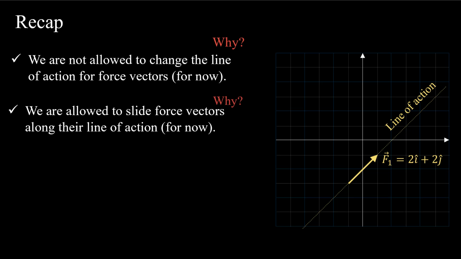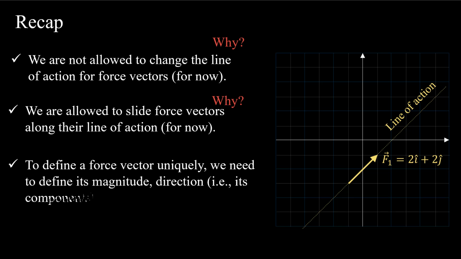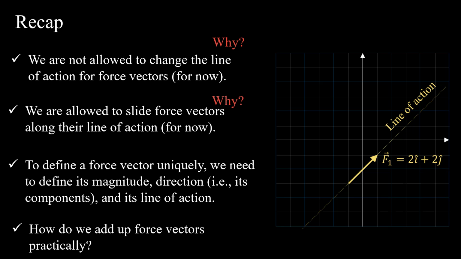We have 2 why questions that we need to answer here. And we also said that to define a force vector uniquely, we need to define its magnitude and direction, i.e. its components, and its line of action. And here is another question that we need to deal with. How do we add up force vectors practically?